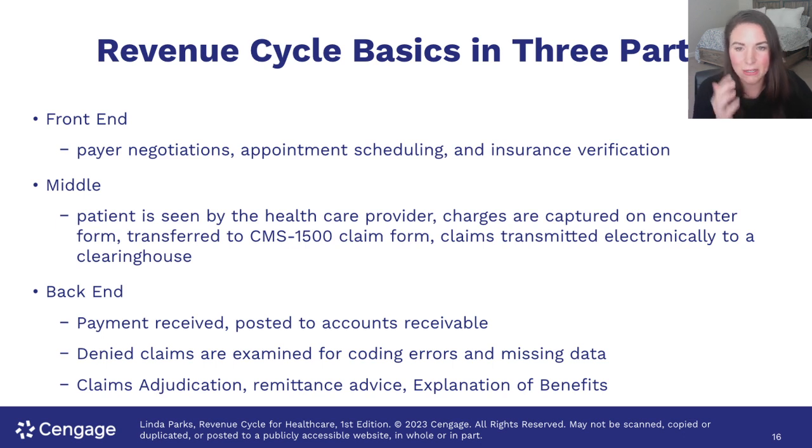The back end part of the revenue cycle is where the claim is processed and sent to the payer. Then the provider gets their payment, which they post to accounts receivable. Or if the claim gets denied, this is where they would check it for any errors in coding or see if anything's missing and either send a corrected claim back to the health plan or file an appeal. And we'll talk about appeals later in the semester.